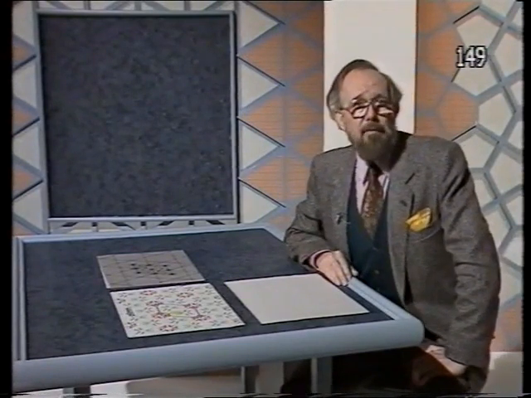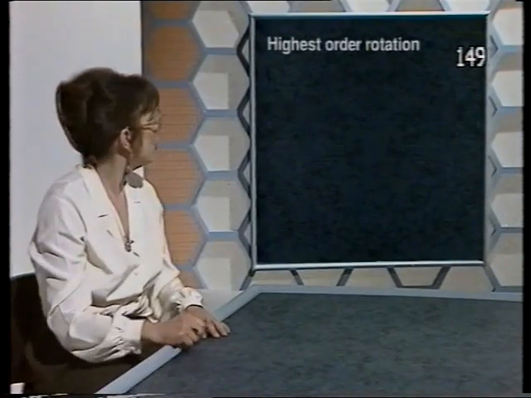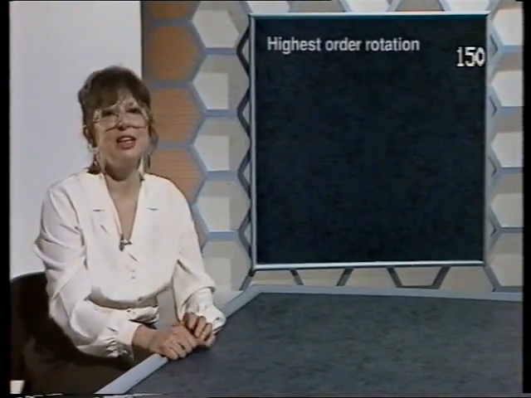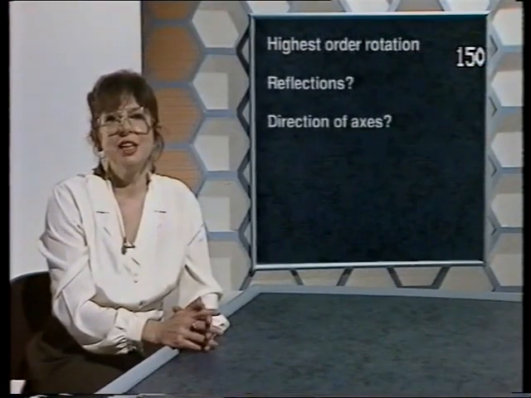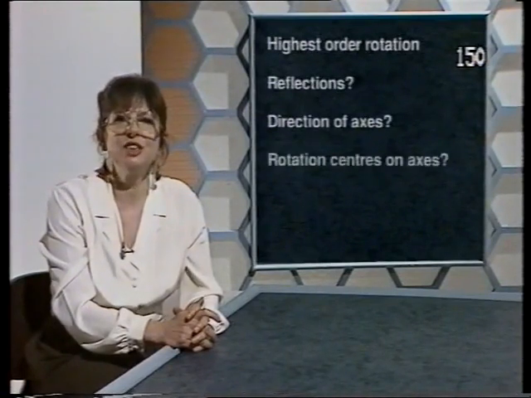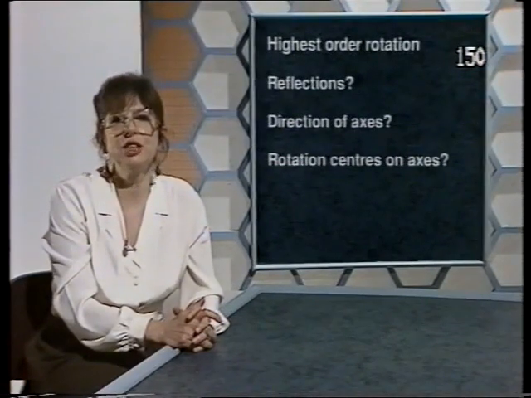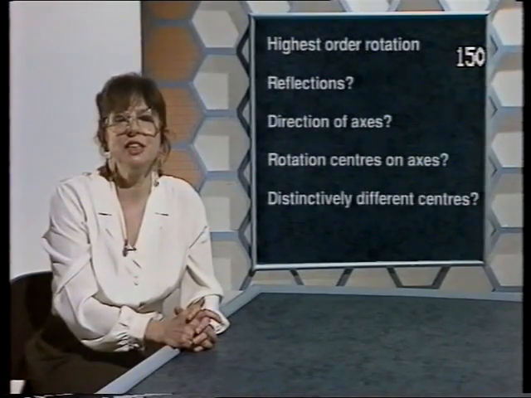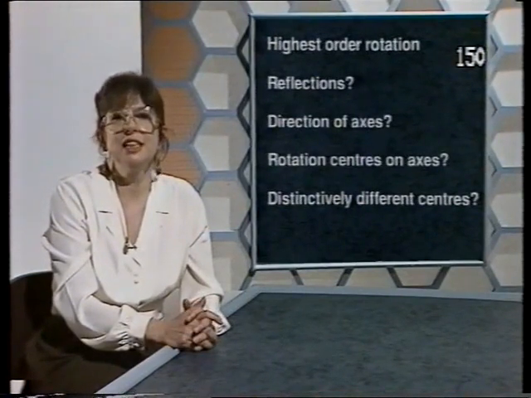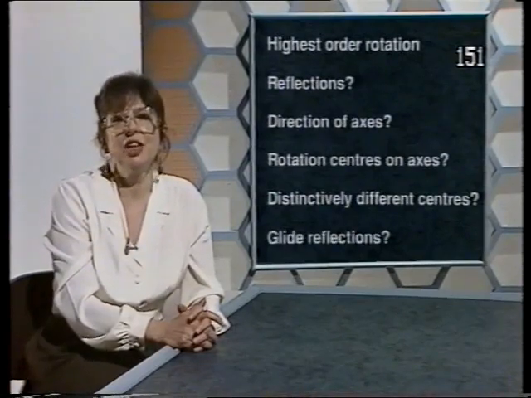I won't go through the details of the algorithm now, but let's see the kinds of things you'll be looking for. The basic idea is to check what kinds of symmetries are present. What's the highest order of rotational symmetry? Are there any reflections? And if so, in what directions of the axes? Then there's the location of the centres of rotation relative to the axes. Also, for each order of rotation, how many distinctively different centres are there? That is, centres which don't map to each other under the symmetries. Finally, are there glide reflections?